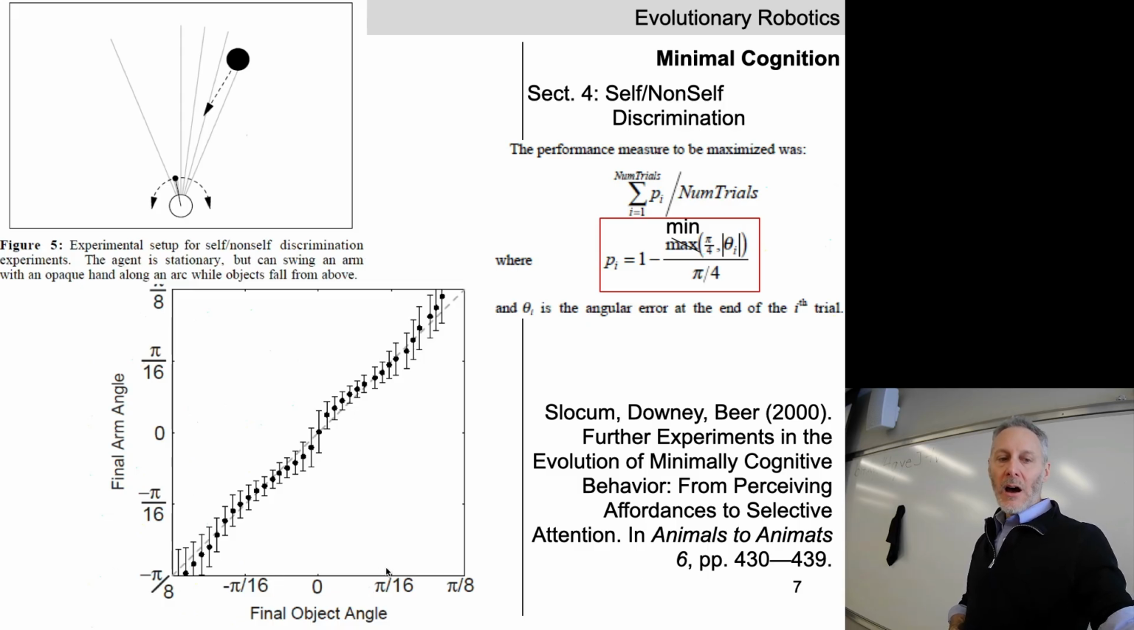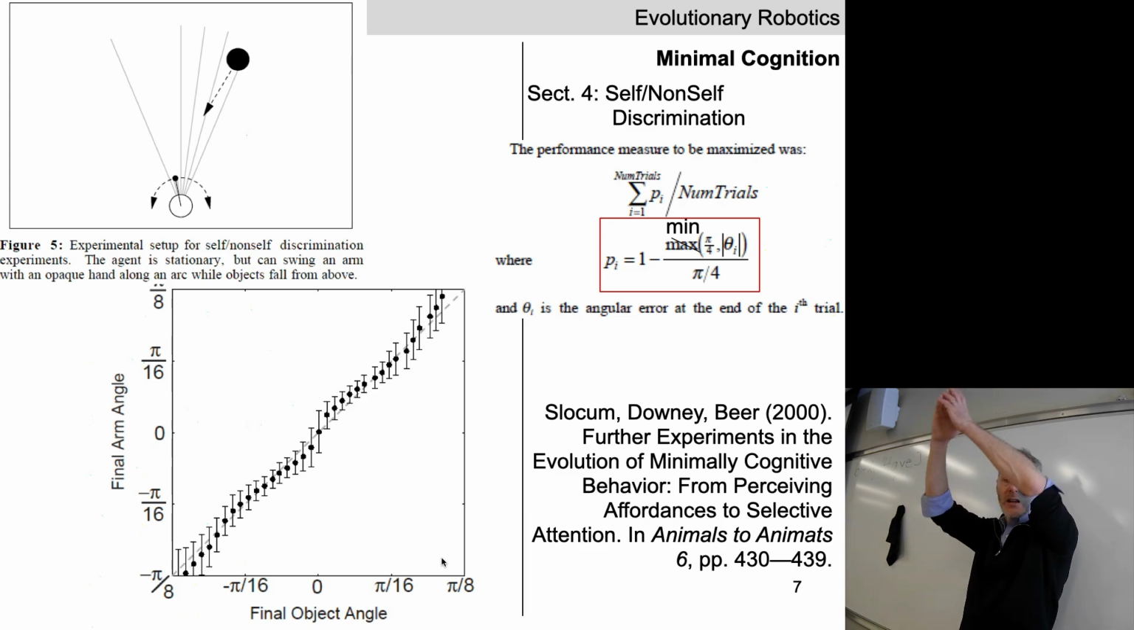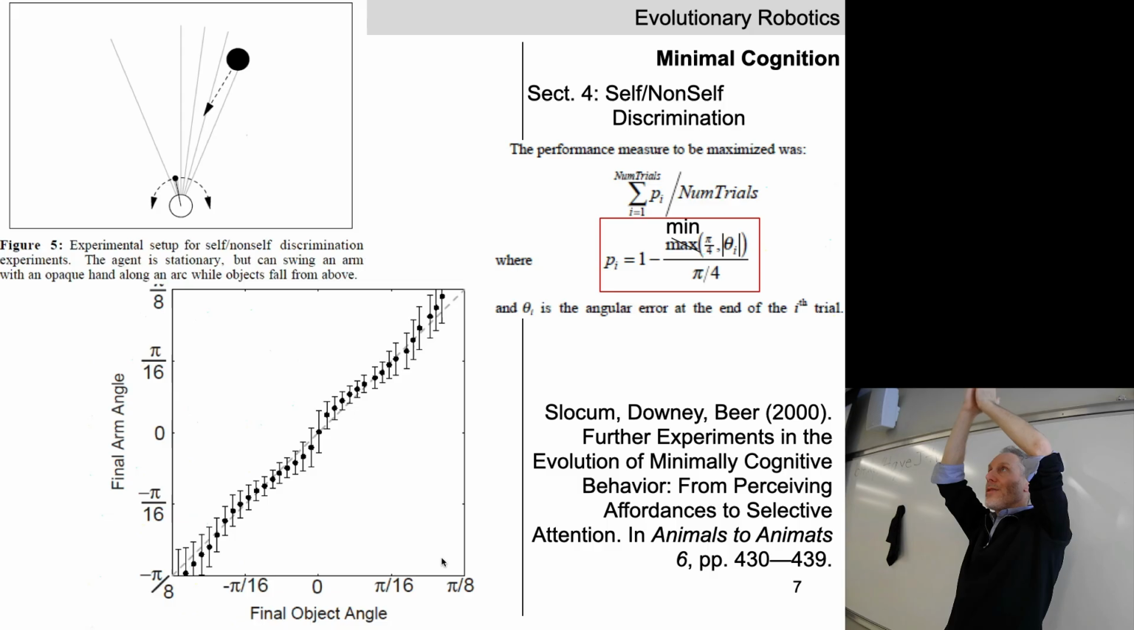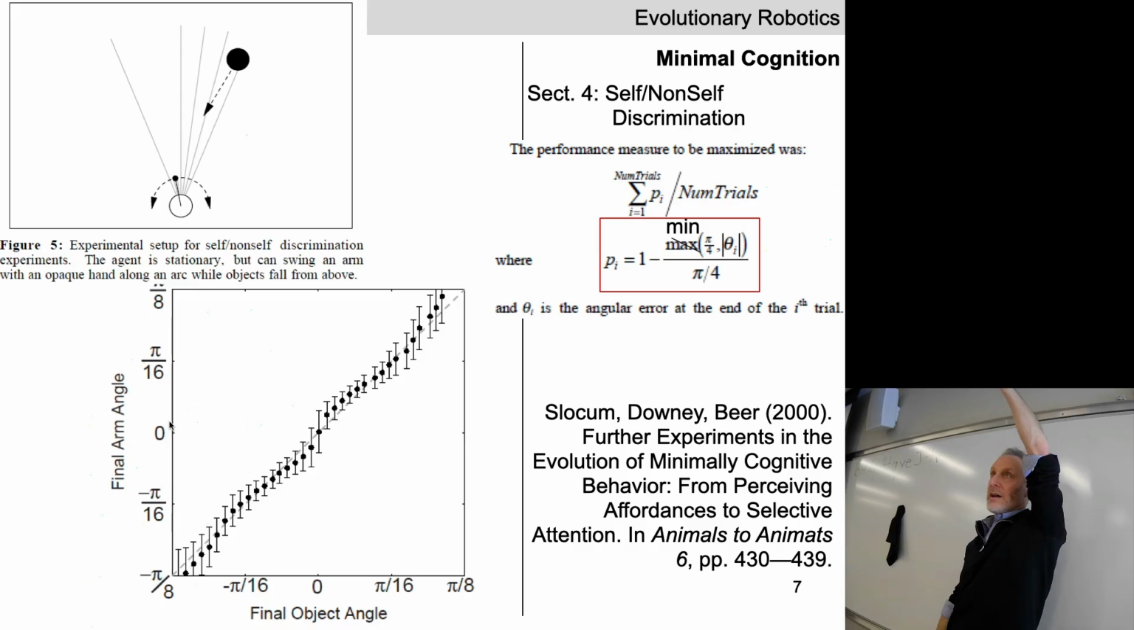They plotted on the horizontal here a whole bunch of trials in which the final object angle was at minus pi over 8, hit that semicircle at minus pi over 8, or hit at plus pi over 8, or the object hit directly above the robot. The vertical axis represents the final angle of the arm. The arm was either at pi over 8, 0, or minus pi over 8.